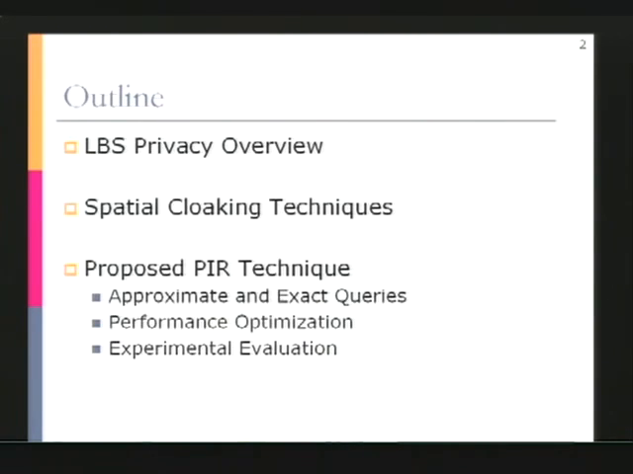I will try to stop every few slides so we can answer any questions that may arise. And I have also included slide numbers if you want to refer to a particular slide.